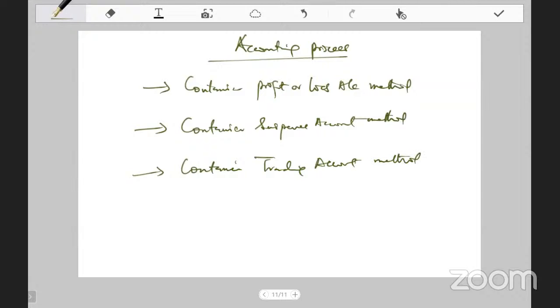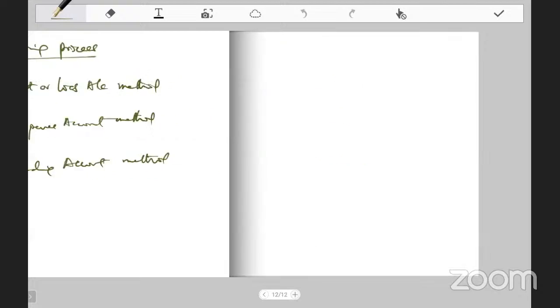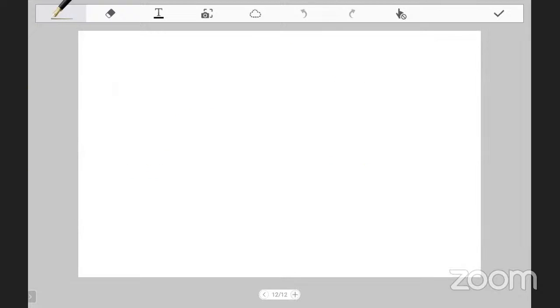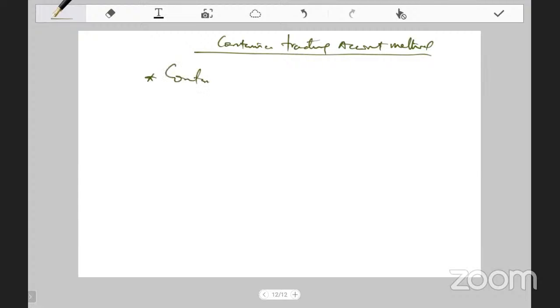I would like to start from the third one, because I'm going to start from the easiest, then we'll move to the one that's a bit harder. Let's start with the container trading account method. What are the books of accounts or ledgers to be maintained when we are talking about the container trading account method? The first ledger that you need to maintain is what we call container inventory.